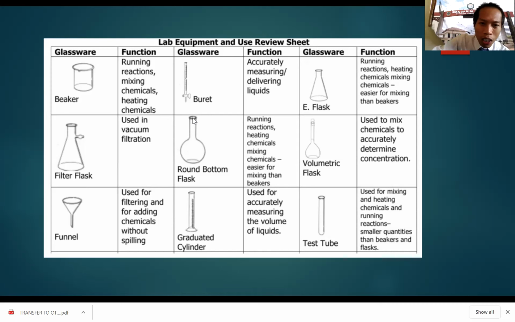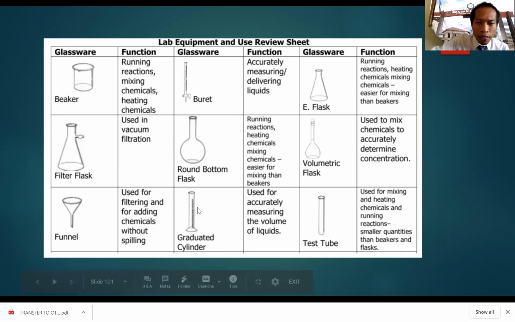Why? Because the hole is a little bit small, because there is a neck here. After the round bottom, there is a neck, which is a little bit long here. So that's why it doesn't make a problem if you mix the liquid inside the round bottom flask gently. It will not spill out because there is a neck here. So it will be easier to mix the liquid substance by using a round bottom flask rather than a beaker.